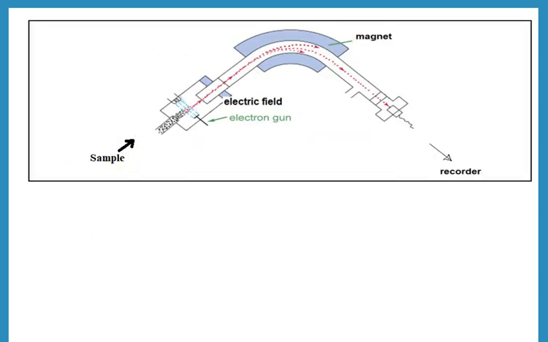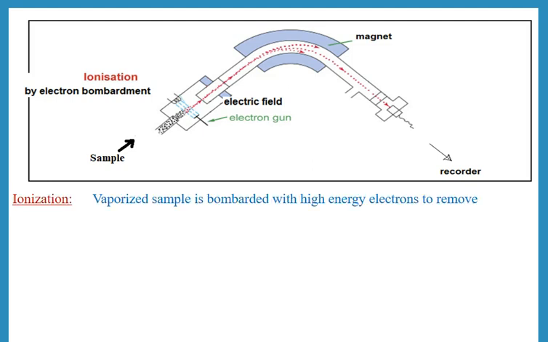What happens is we inject the sample into the instrument, and using a heater, the sample is vaporized. So the vaporized sample is bombarded by electrons from an electron gun. When this happens, we have ionization of the sample. So the first thing that happens in the mass spectrometer is that the vaporized sample is bombarded with high energy electrons. This causes ionization of the sample. That means electrons are removed from the sample and the atoms are changed into positive ions. So that's the first step in the mass spectrometer.